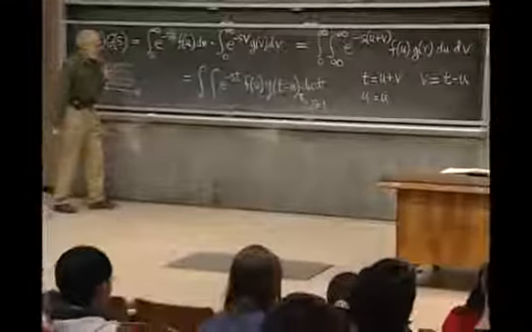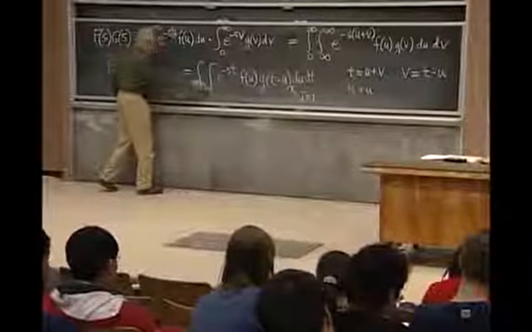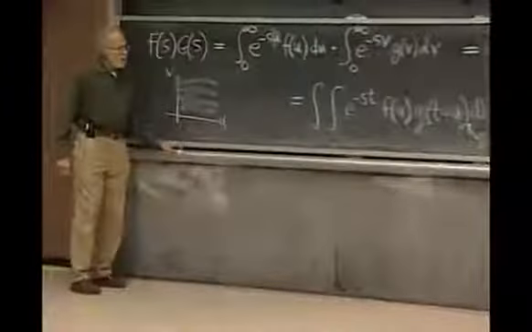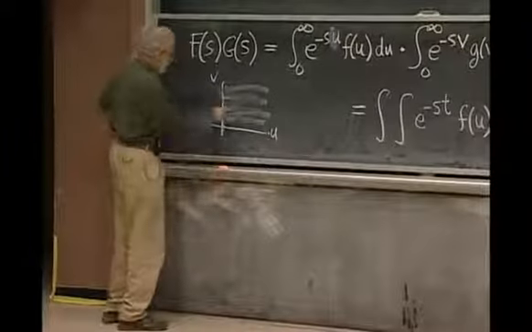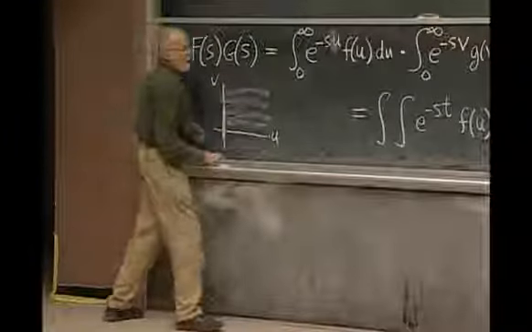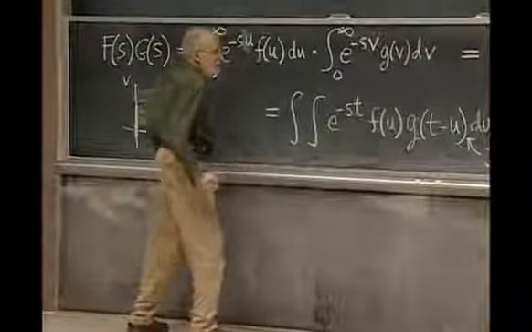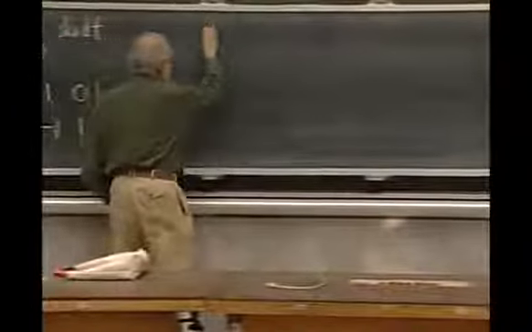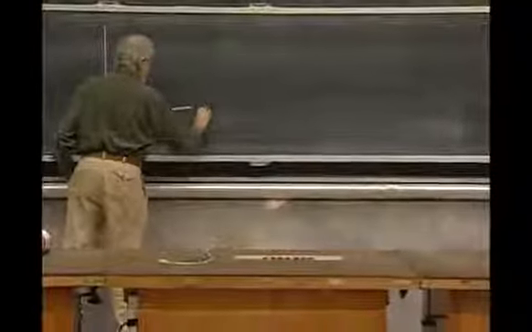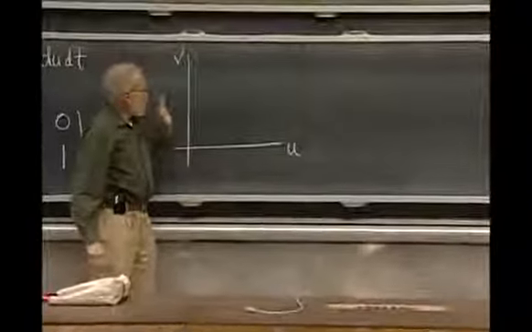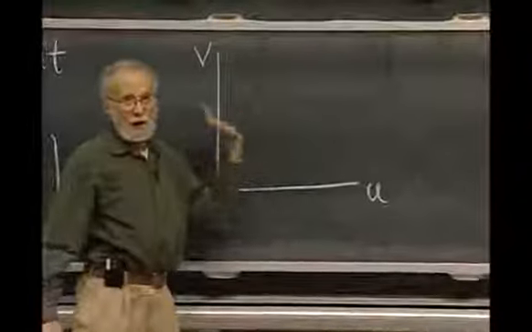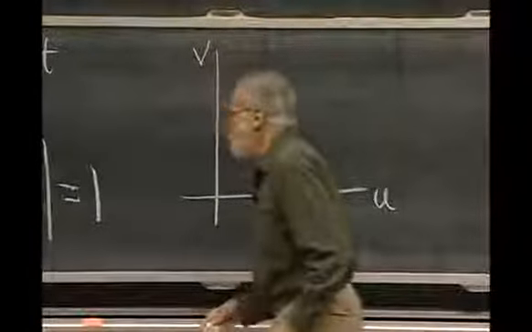Now, more serious, and in some ways, I think for most of you, the most difficult part of the operation is putting in the new limits. Now, for that, you look at the region over which you're integrating. I think I better do that carefully. I need a bigger picture. So here are the uv coordinates, and I want to change these to ut coordinates. The integration is over the first quadrant.